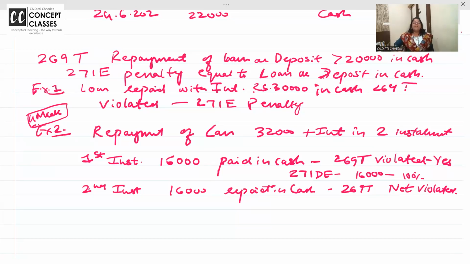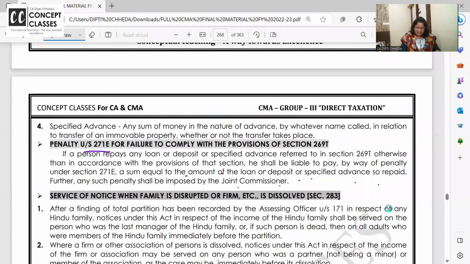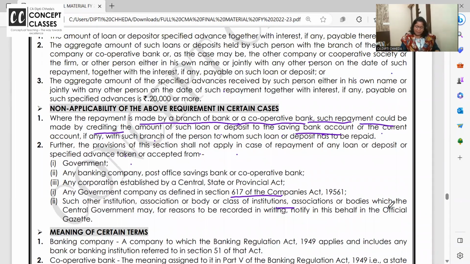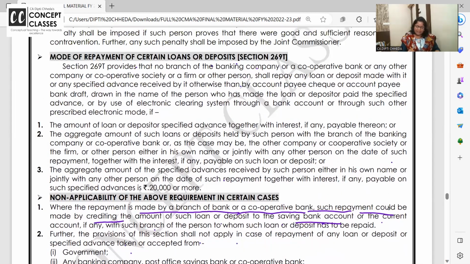First installment, because they say when you repay the loan, that time the balance of loan should not be more than 20,000. It's not what you are paying that is above 20,000. That's why I said it's a little tricky. Read this, look. Where the repayment is made by bank or cooperative bank, such could be crediting the amount of loan to a saving account, so not violated. See, but the first one only.